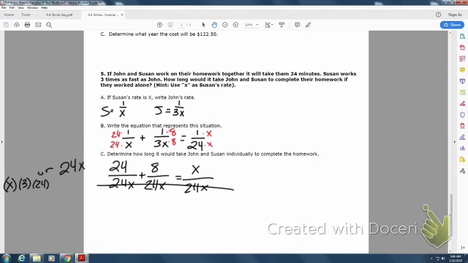So all I'm going to have to do is 24 plus 8. Okay. So if that's X, is that Susan or is that John's time? Susan's. X was Susan. John would be 3 times that, so it would take him 96 minutes if he did the homework alone. Okay.